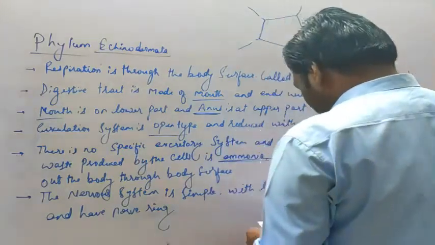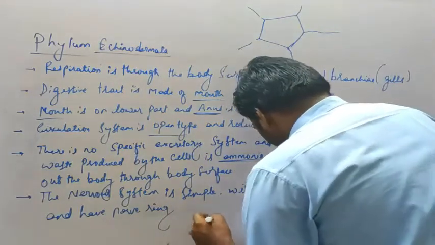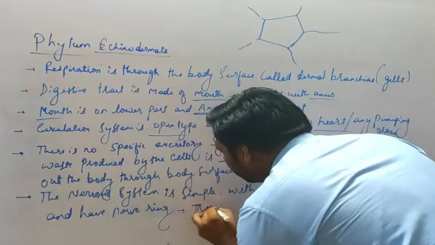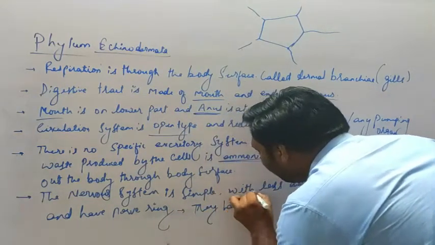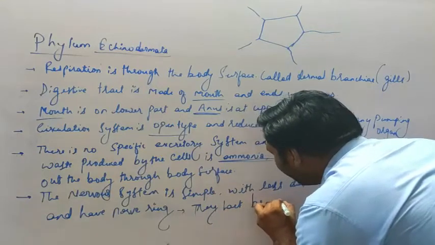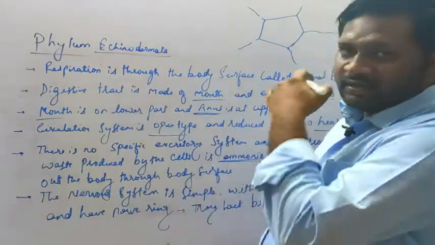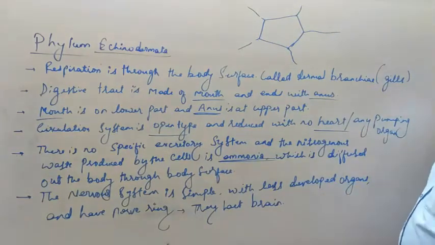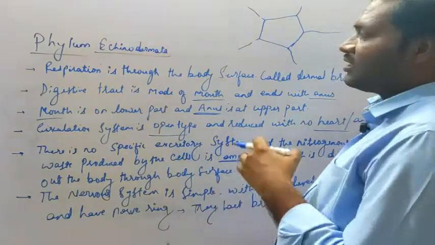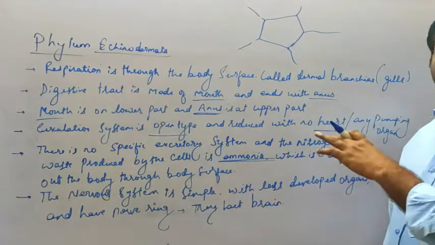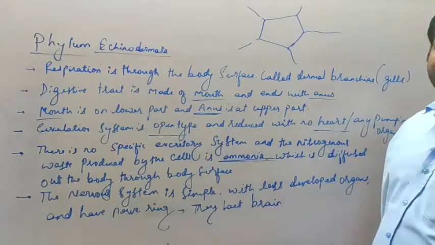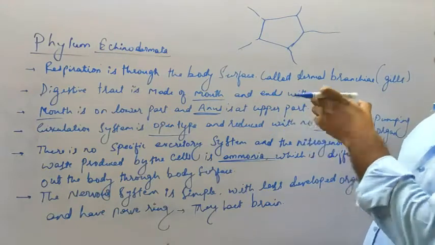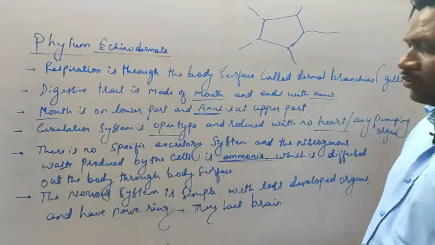The next, they lack a brain. So the brain is not developed in them. Instead of a brain, they have a small nervous system in the form of a ring structure. So this is about certain general characteristic features of the phylum Echinodermata. Now let's see the structure of the animals in the phylum Echinodermata.